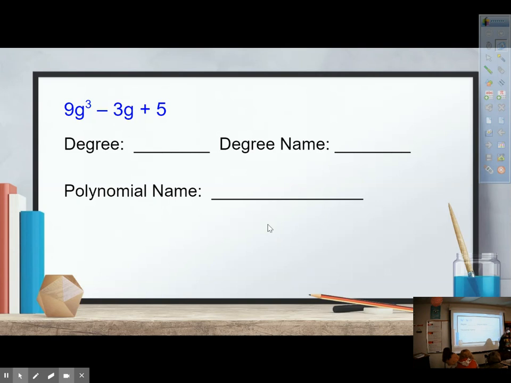Okay, so the first thing we'll look at is what's the degree? Well, the degree is the biggest exponent. Hunter, what would you say the biggest exponent is? 3. Does the class agree with that? Yes. Yeah, perfect. So the degree is 3. Now, what would be the name for that, Brandon, with a degree of 3? Cubic, perfect. So it has a degree of 3, which means it's cubic.